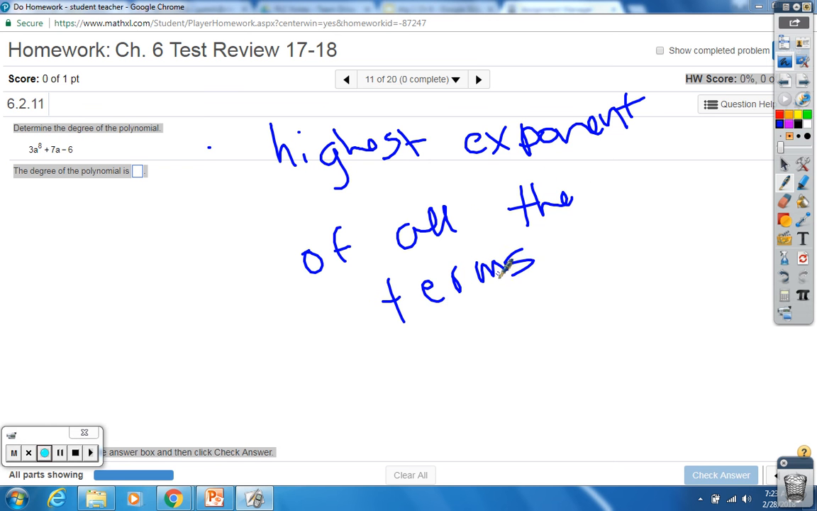Alright. And so in this case, we have a to the 8th there, we have a to the 1 there, and then that 6, it doesn't have a variable, so technically the degree on that 6 is just 0. So out of those we have 8, 1, and 0. And since 8 is the highest number, 8 would be our degree in this case.